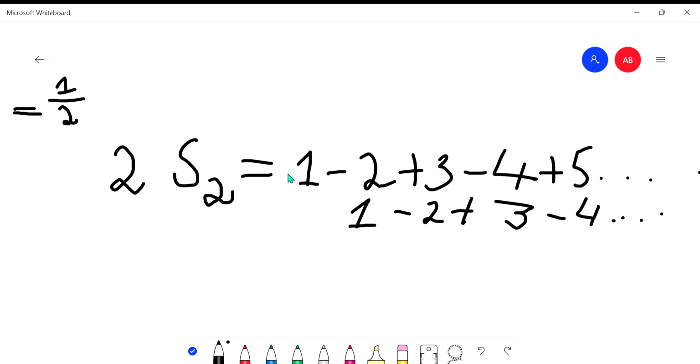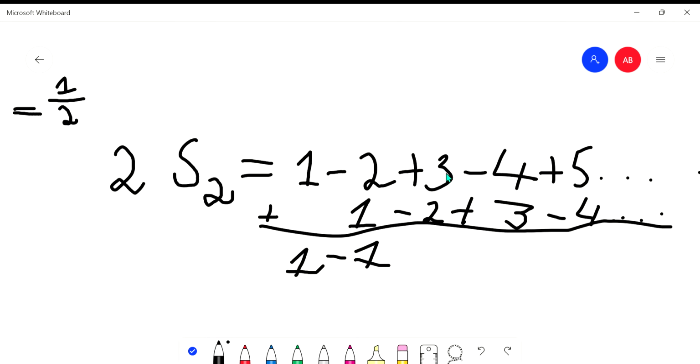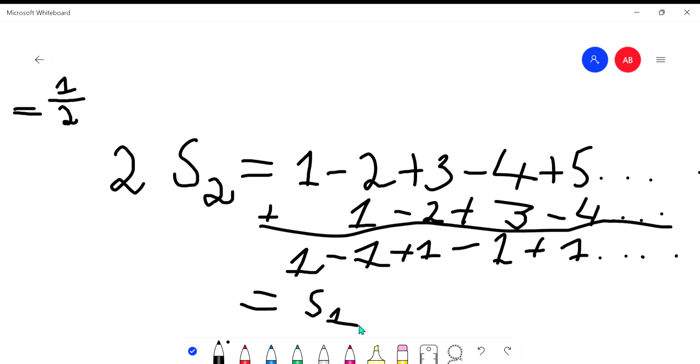Etc, etc, etc. So you realize that now if you add these up in this fashion, and since the terms go infinite, we don't have to worry about any end term. They'll just do this forever. So this will become 1 minus 2 plus 1 is minus 1, plus 3 minus 2 is plus 1. This is minus 1. This is plus 1, etc, etc. And you notice that this is equal to S1. So 2 times S2 is equal to S1.